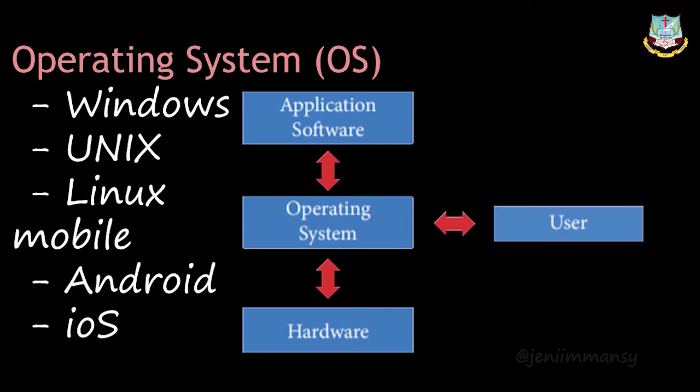Application software will have an operating system. Operating system only will connect the application software with the hardware, right? So that the user can interface with the computer. Okay. Let's see the uses of operating system.